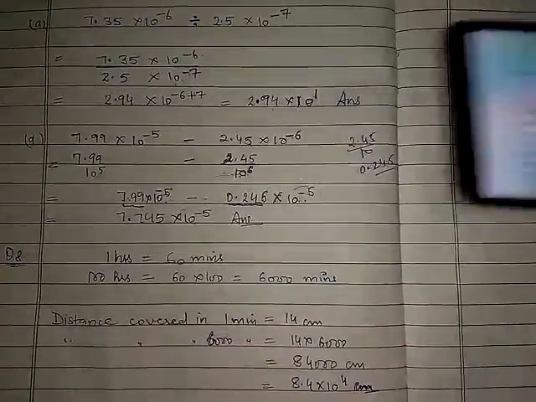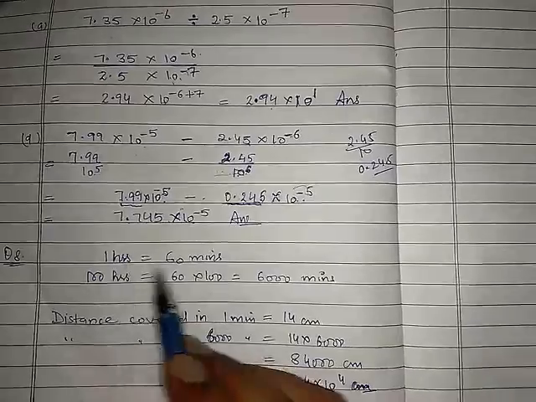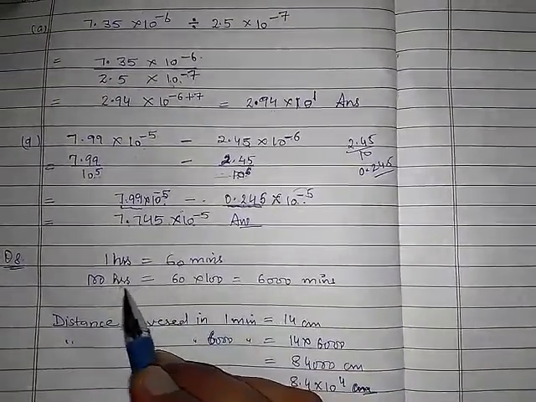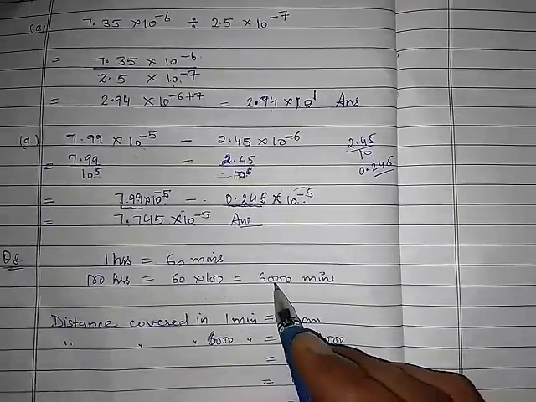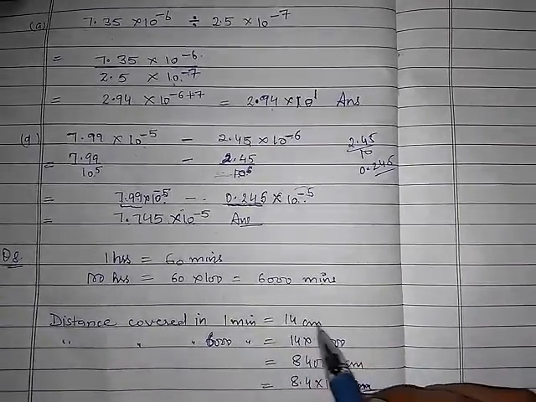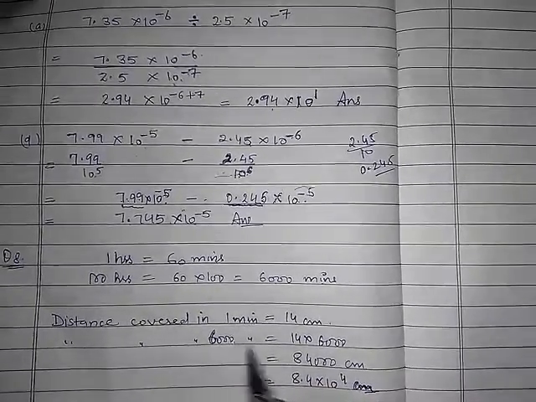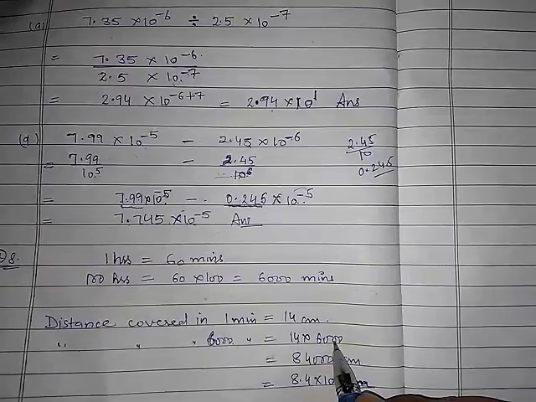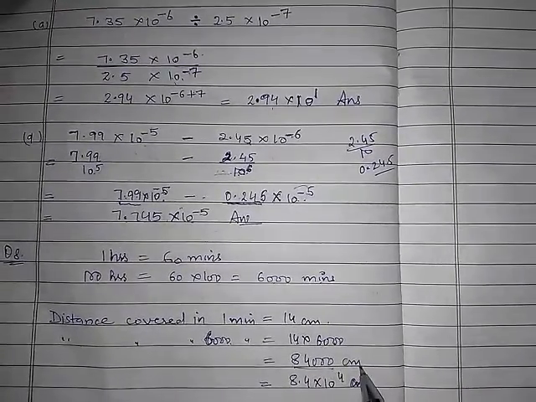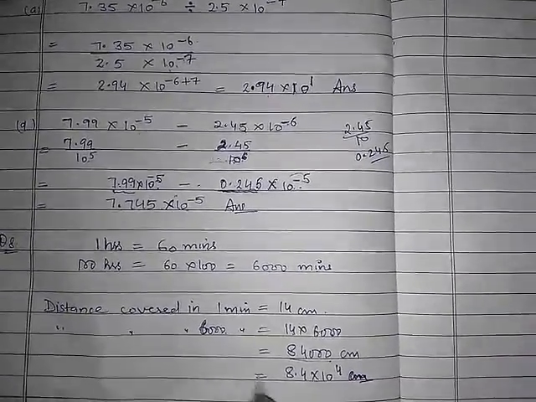Let's find it. I have written the conversion. In 1 hour 60 minutes are there. So in 100 hours how many minutes will be there? 60 multiplied by 100 will give you 6000 minutes. Now distance covered in 1 minute is equal to 14 centimeter, and distance covered in 6000 minutes will be equal to 14 multiplied by 6000. So you are getting here 84,000 centimeter. I have done one mistake over here.